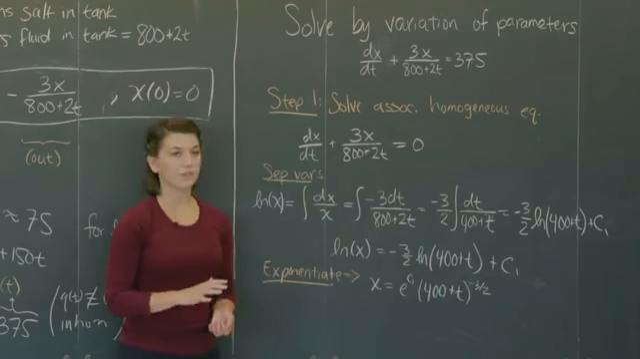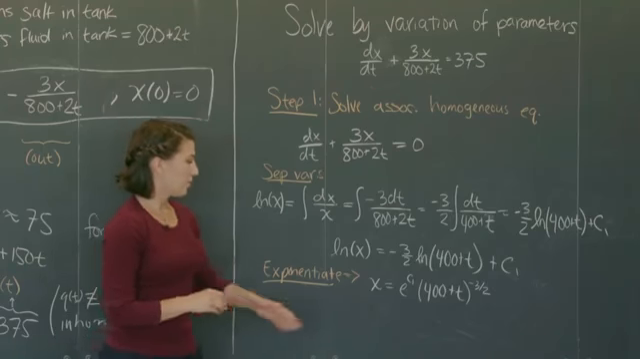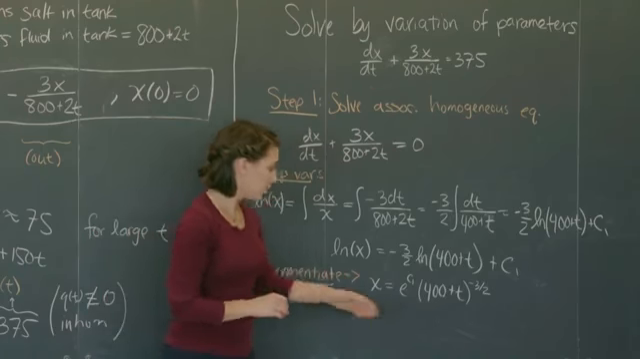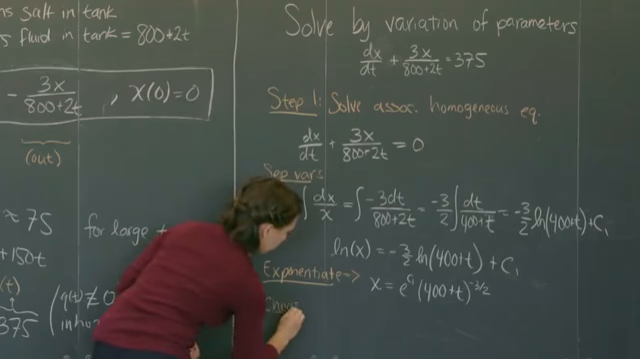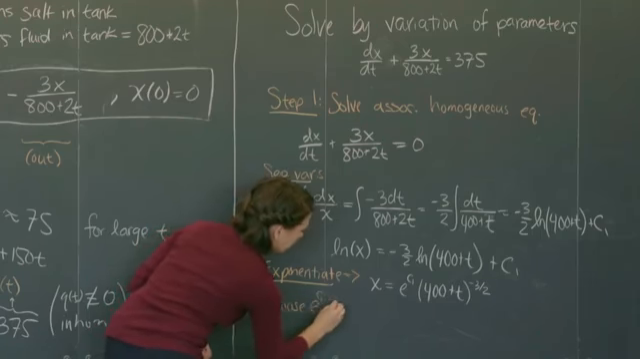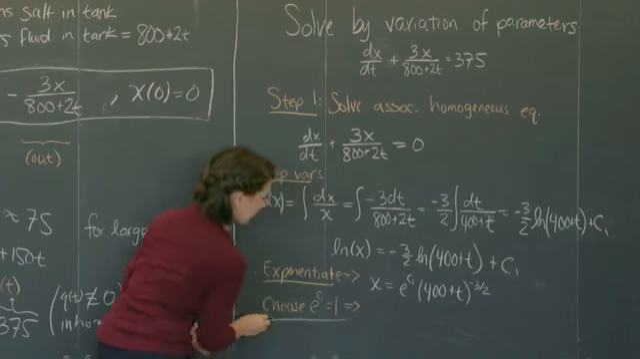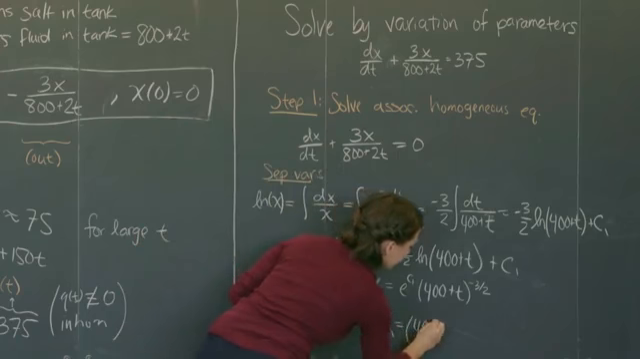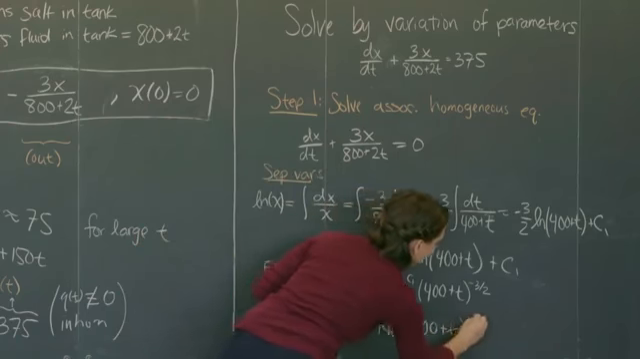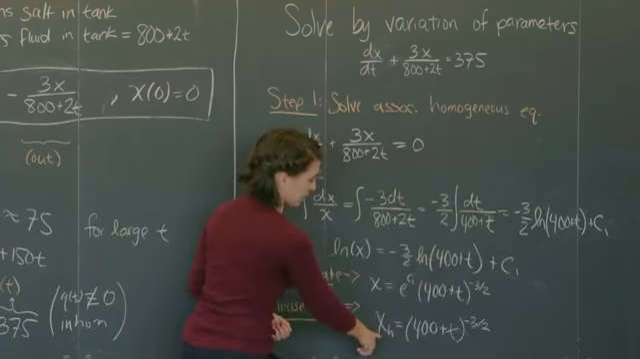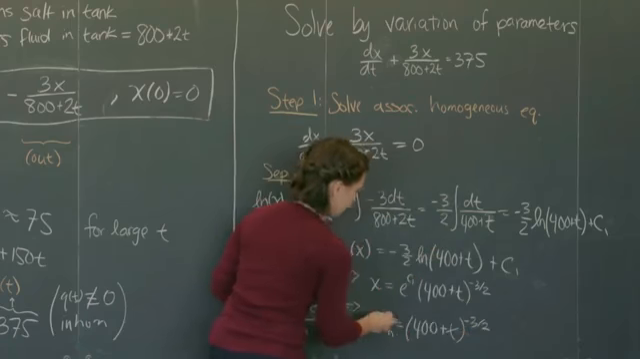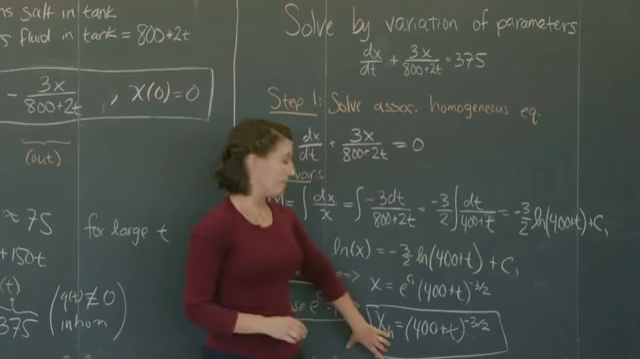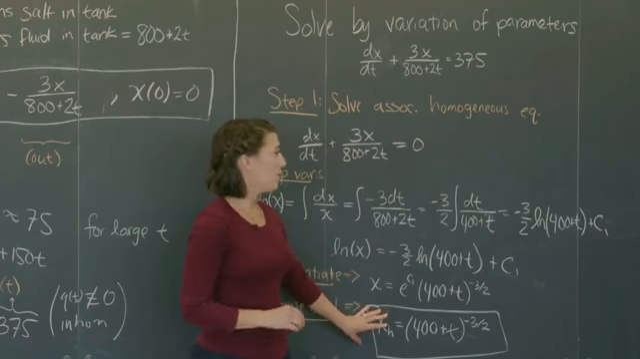Now, for the method of variation of parameters, we only need to choose one non-zero solution to the homogeneous equation. So we're going to choose the solution where e to the c1 is equal to 1. This gives us the homogeneous solution of 400 plus t to the minus 3 halves. And notice here that I've chosen to write this as x of h because this is just one homogeneous solution. Now I'm going to rewrite this equation up on the next board, and we'll continue through step 2.